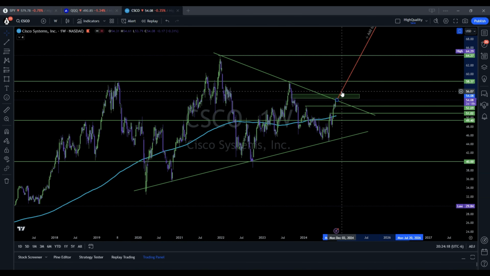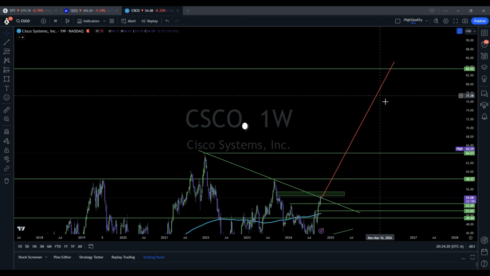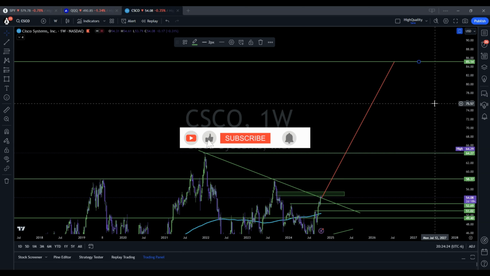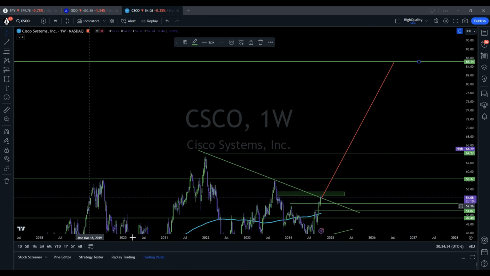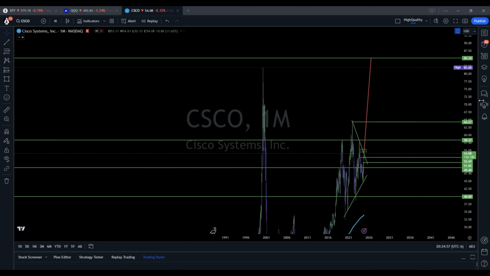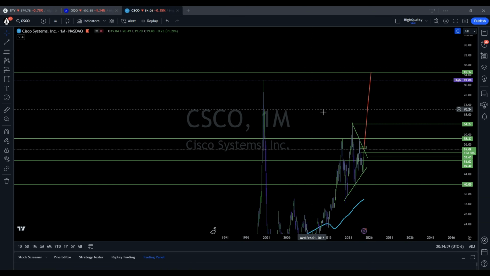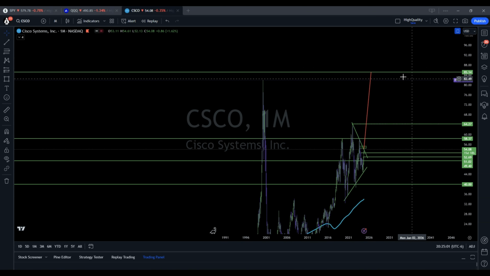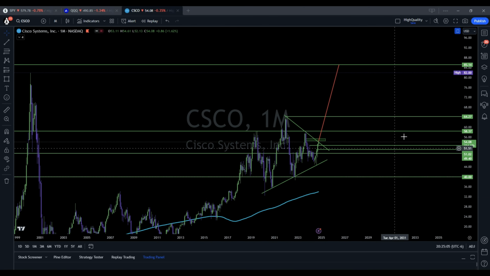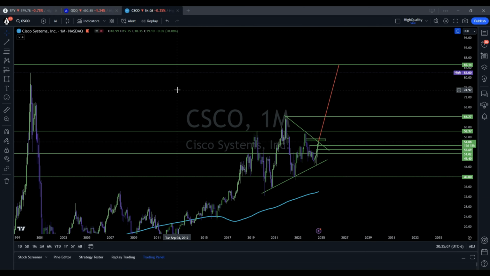So if we were to break out to the upside, it's signaling that CSCO Systems could reach upwards of 85.14, but this would be a little bit longer of a time frame because of the long-term bullish consolidation. If we go out even further though, CSCO does have an all-time high of 82. So a bullish break to the upside out of this consolidation would signal that we go break all-time highs.